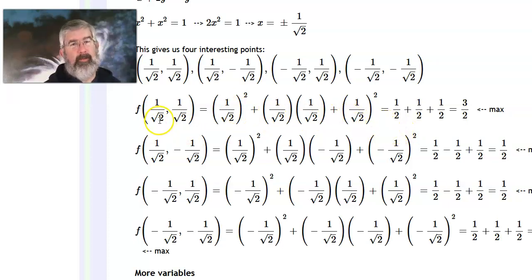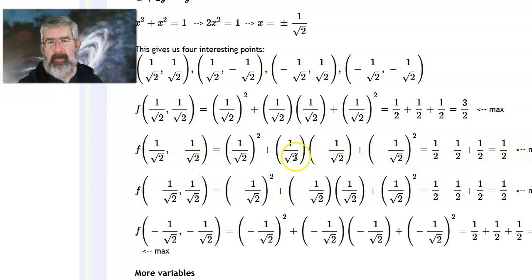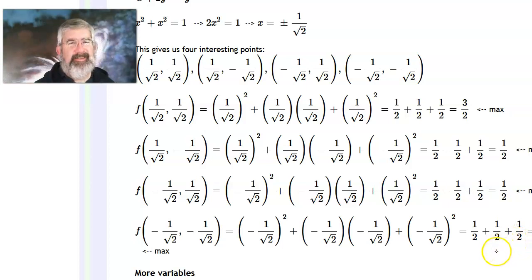Well, with them both positive, you get 3/2. With one of them negative, you get 1/2, because this part becomes negative. And so you get a half minus a half plus a half, which is just a half. Likewise here, it is the same calculation with minus a half, ending up with just a half. And then with the minus minus, this all minus, and these all end up with plus again. And that equals 3/2. And for whatever reason, I can't seem to get it to show me this.